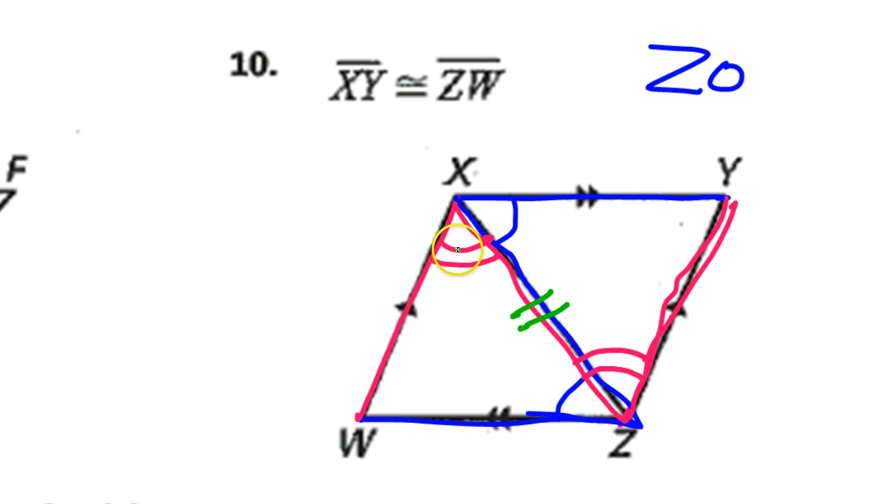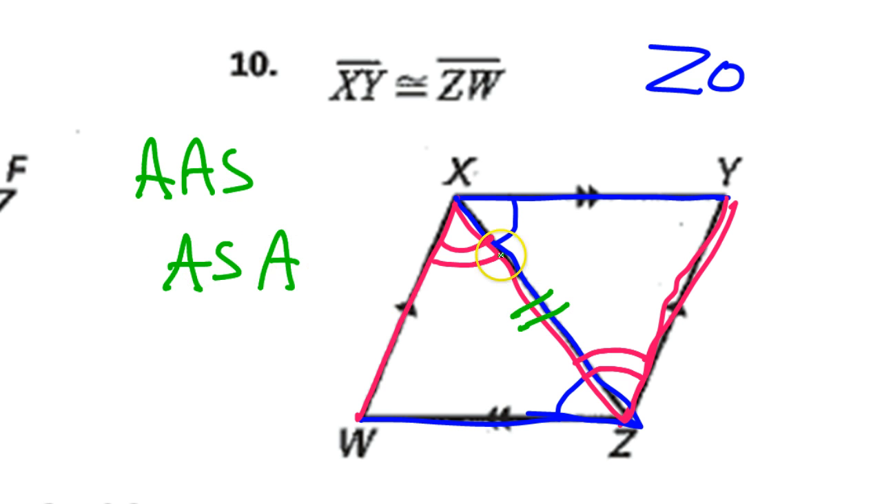So let's see what we have. I have a side and two angles. All right, so is it going to be angle, angle, side, or is it going to be angle, side, angle? Well, I have my two angles. Is this side in the middle between them? It is. This side is between the two angles, so therefore it's called angle, side, angle.